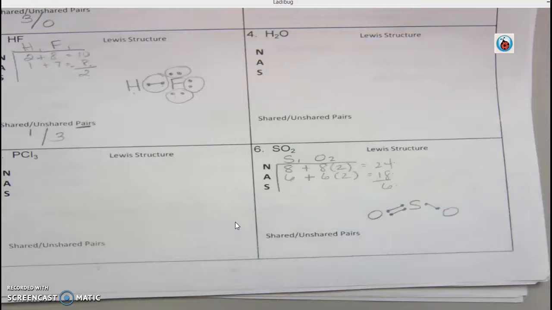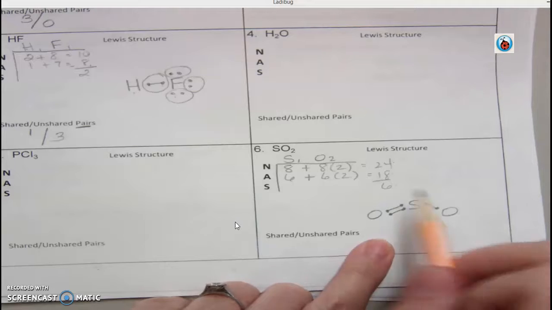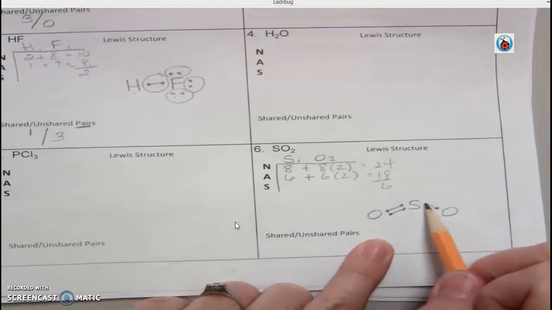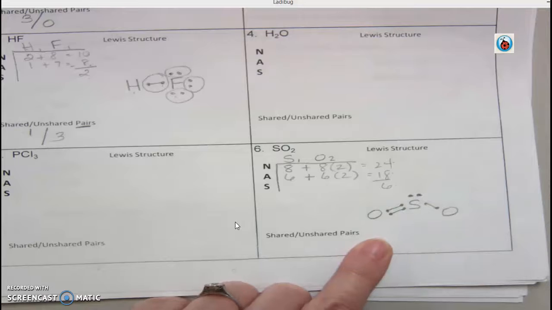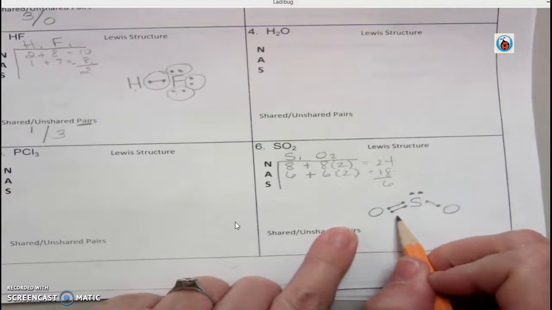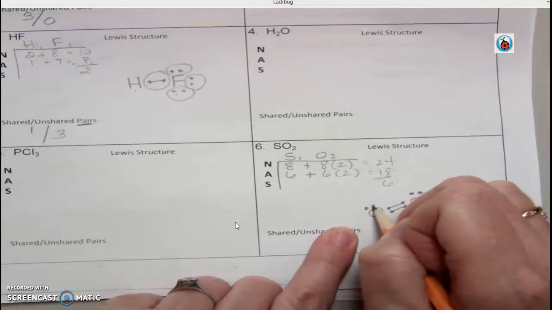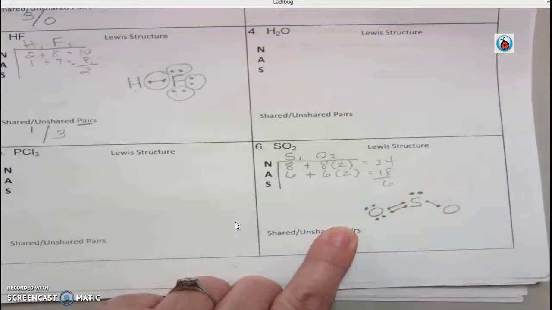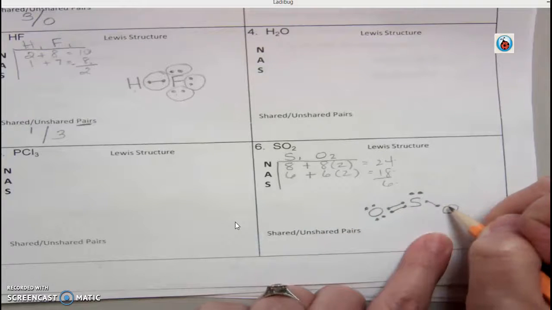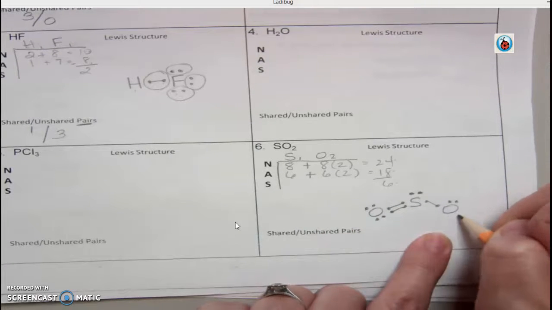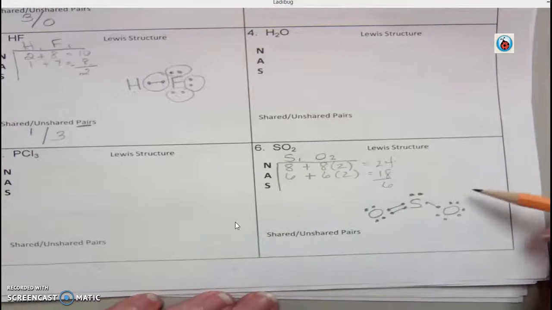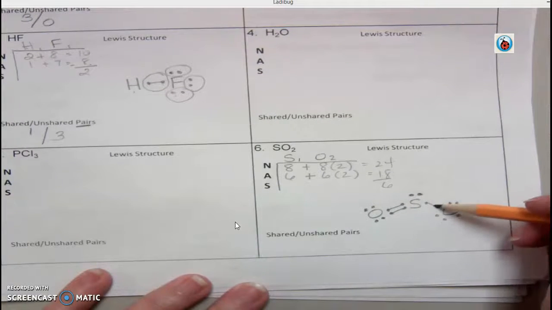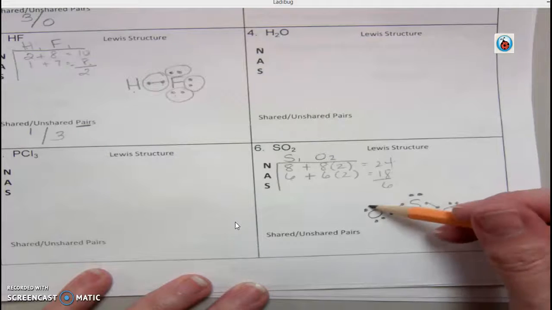All right, then let's count electrons again. Okay, so I need 18. So sulfur has how many? He needs 8, and he has 1, 2, 3, 4, 5, 6. So he gets an unshared pair. This oxygen has 4, and he needs 8, so he's getting 2 unshared pairs. But this oxygen over here only has 2, so he needs 6, which is 3 unshared pairs. Okay, let's count. 2, 4, 6, 8, 10, 12, 14, 16, 18.